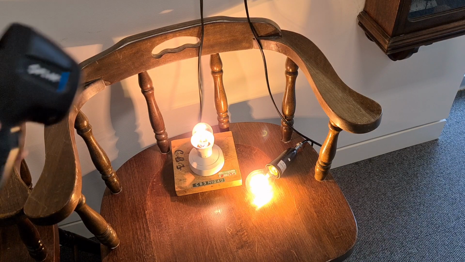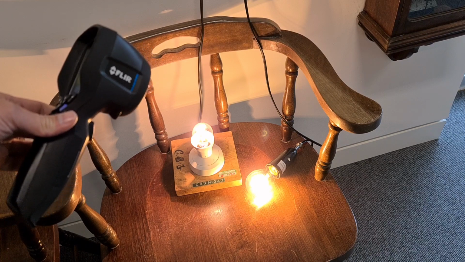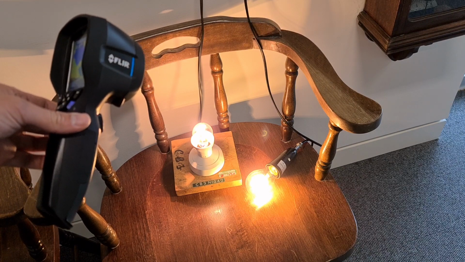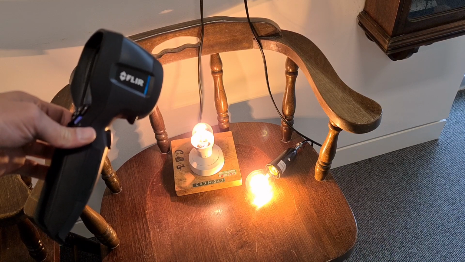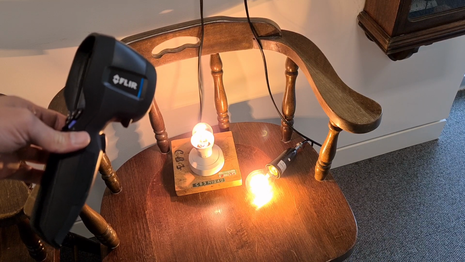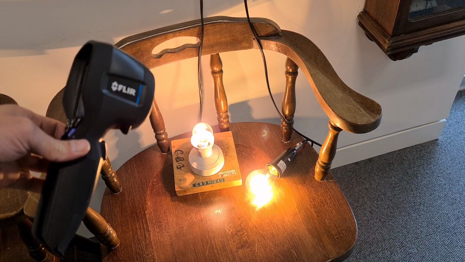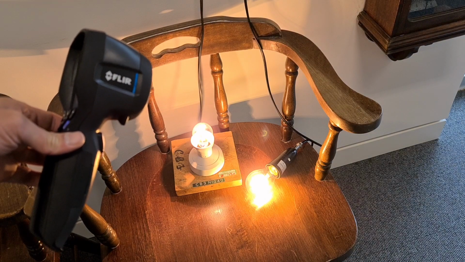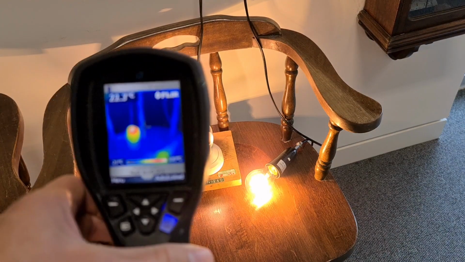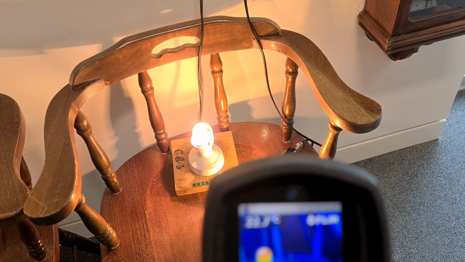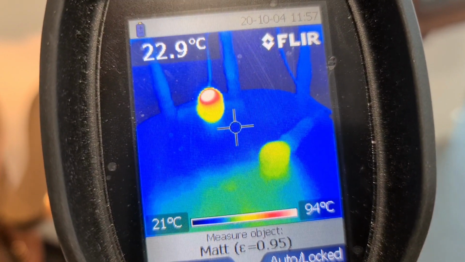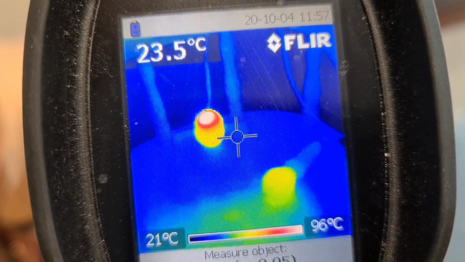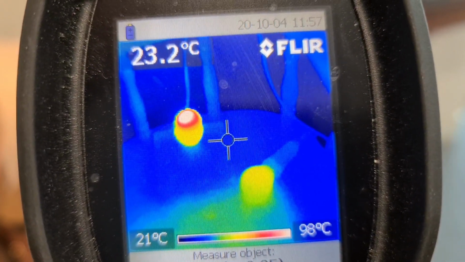I'm going to introduce this into the equation. This is a thermal imaging camera. What this does is it detects infrared radiation that you and I would know of as the heat, and it depicts it as an image. And what you can see on this picture, if I hold it up to the camera, is that the bulb on the left is significantly hotter than the bulb on the right.